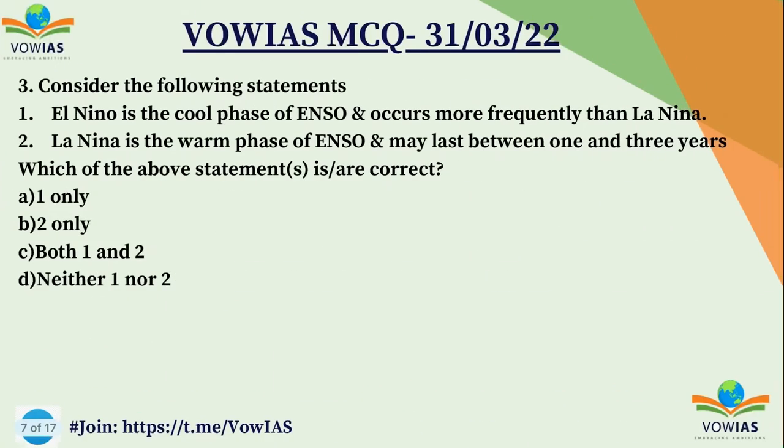Now let's look at the next question, the third question. Consider the following statements. First one, El Nino is the cool phase of ENSO and occurs more frequently than La Nina. Second one, La Nina is the warm phase of ENSO and may last between 1 and 3 years. Which of the following are correct statements? A 1 only, B 2 only, C both 1 and 2, and D neither 1 nor 2. The correct option is D, neither 1 nor 2.